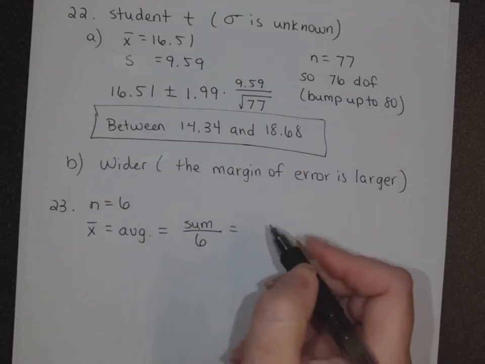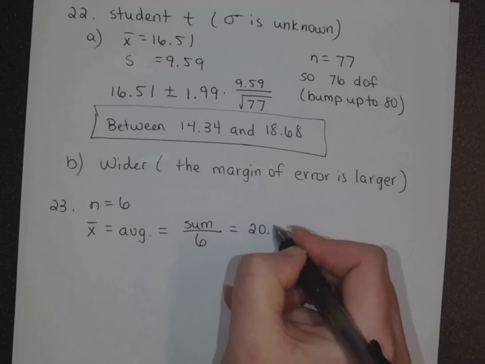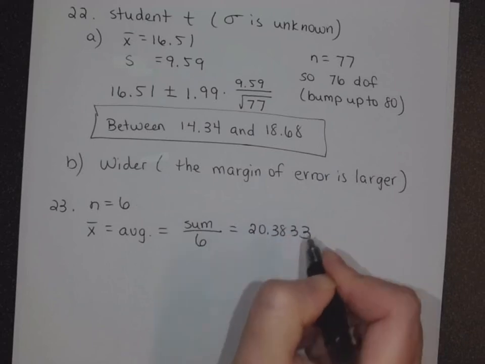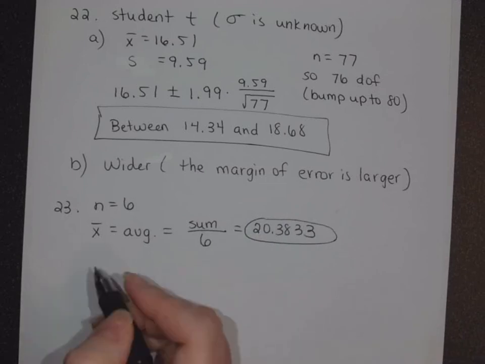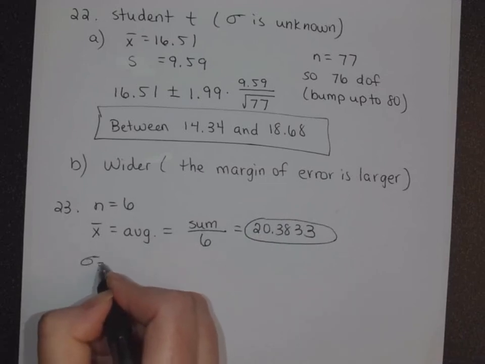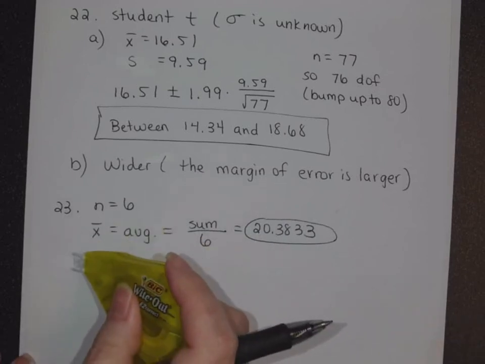So you would take the sum and then divide by 6. He's really thirsty. Okay, so we're going to use this value, and then we're also going to have to find the standard deviation. Okay, actually S.